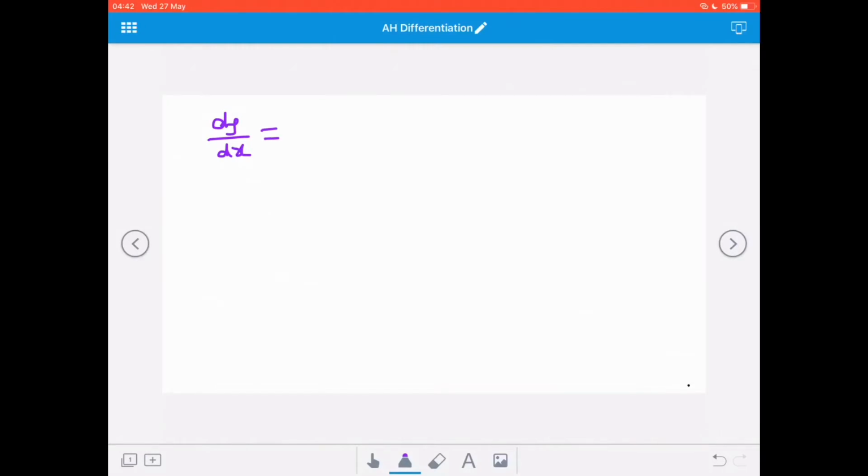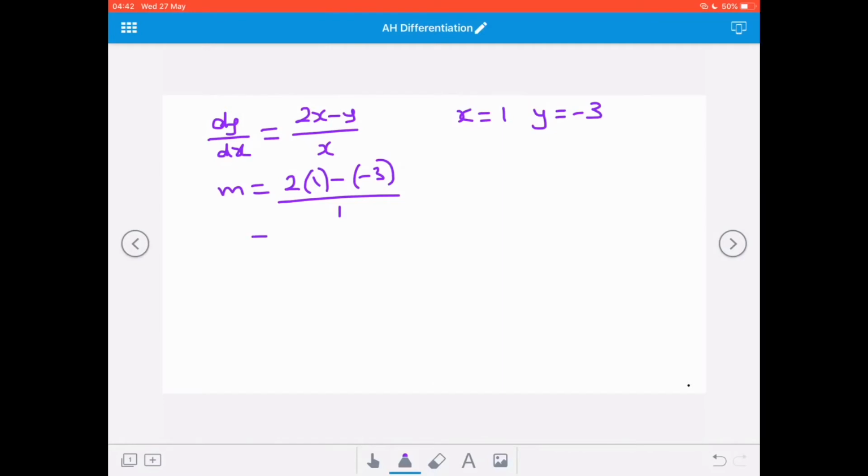So remembering that dy by dx was 2x minus y all over x, x equaled 1, y equaled negative 3, and so we're going to substitute that in. So m, our gradient, is going to equal 2 times 1 minus negative 3, and that's all over 1, which is going to give us a gradient of 5.